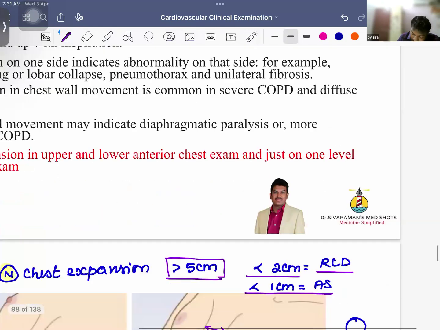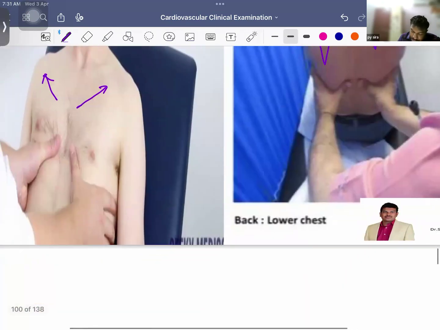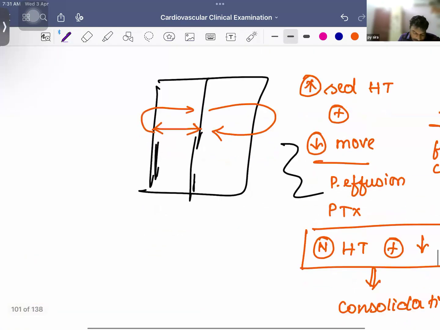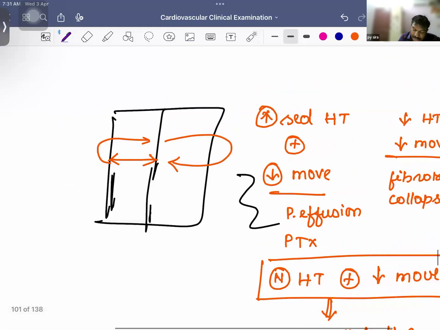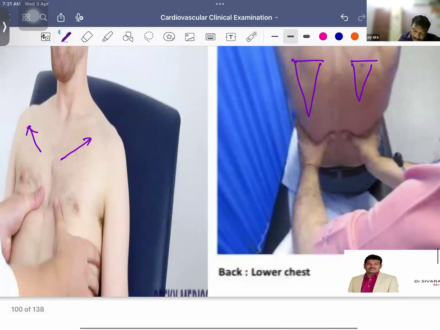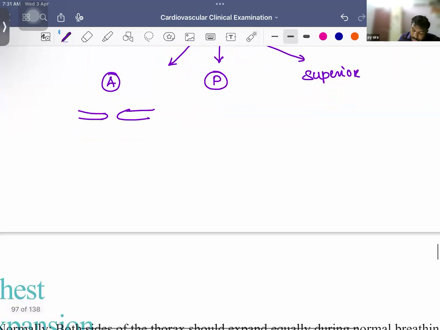After this, you can examine the hemithorax. How are you going to examine the hemithorax? Now what you are going to do is take the patient.